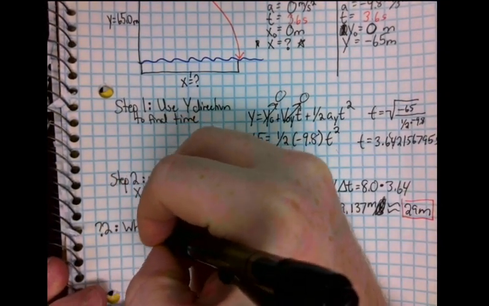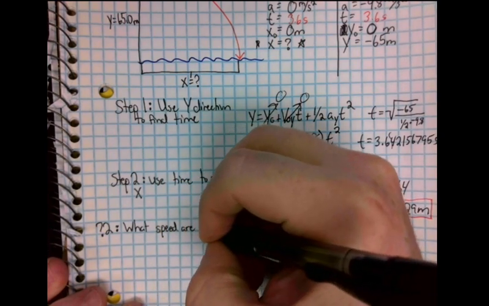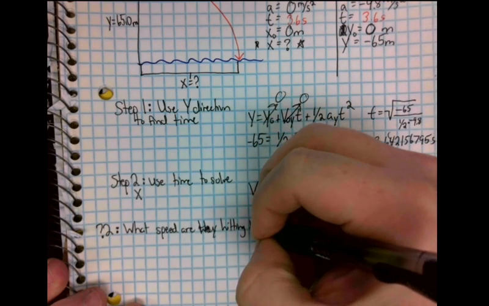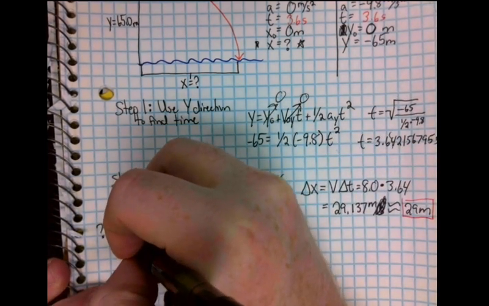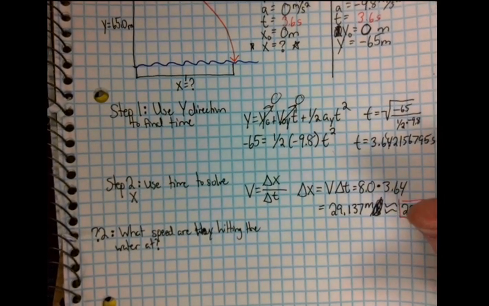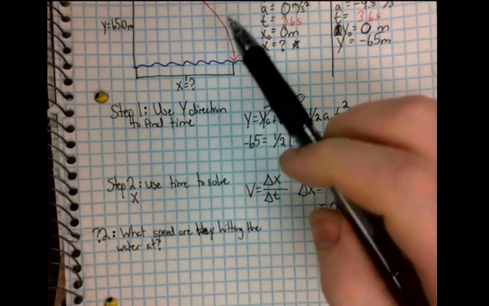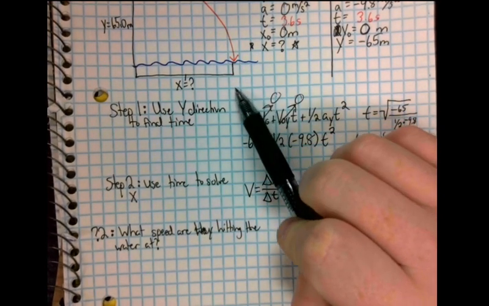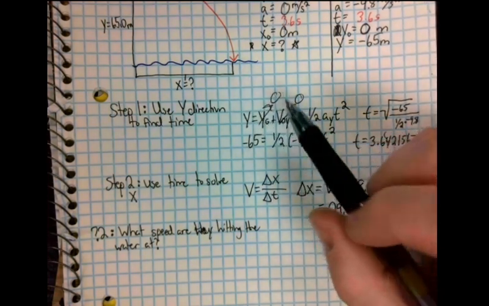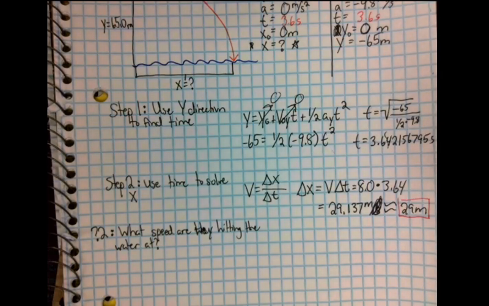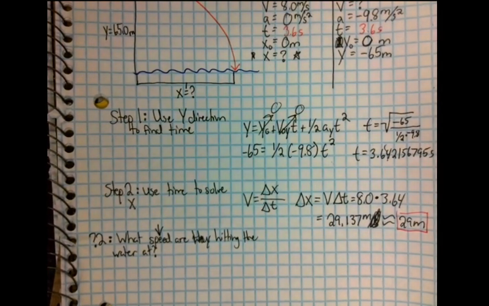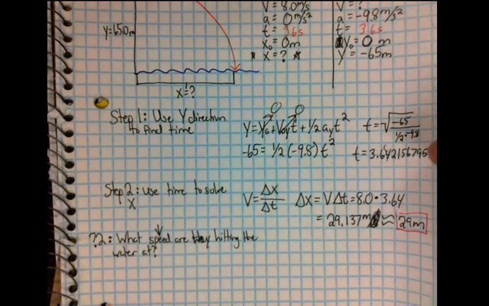What speed are they hitting the water at? So what we're going to have to do in this case is find our velocity vectors, both the vertical, going downwards, and the horizontal, going to the right. Combine that together to get a total speed. Now it says speed, very clearly says speed, so we don't actually need an angle. We just need to know what the speed value would be from this one.